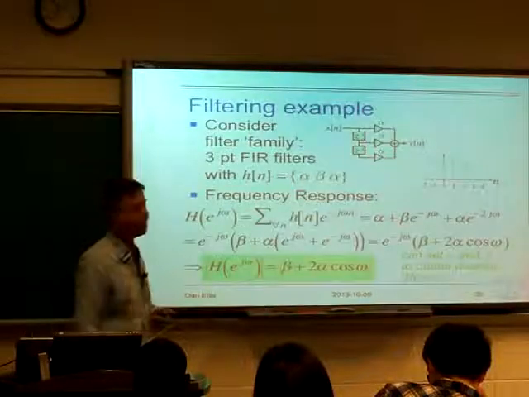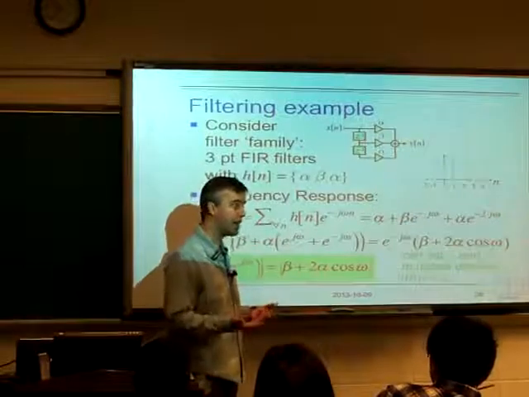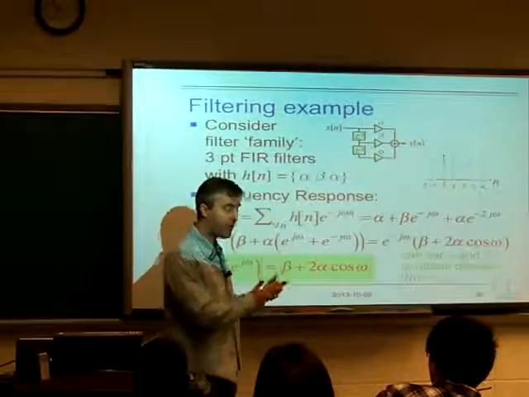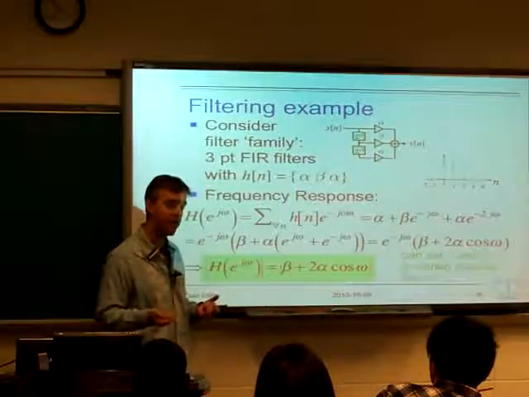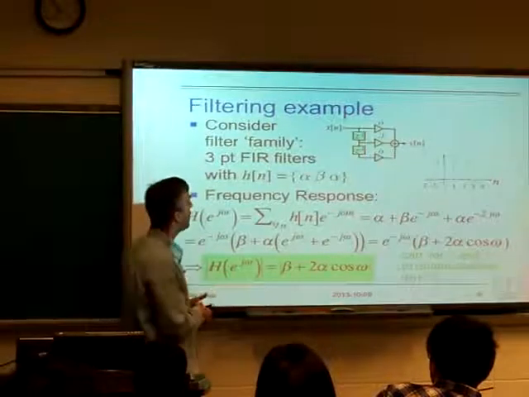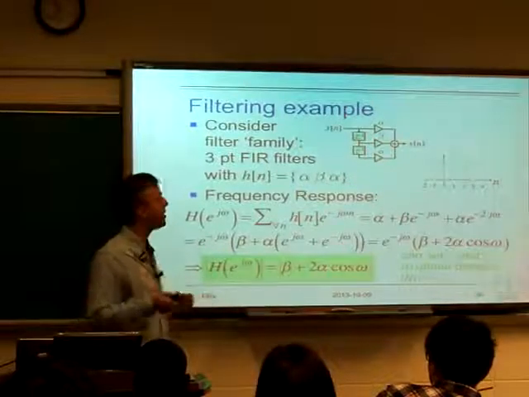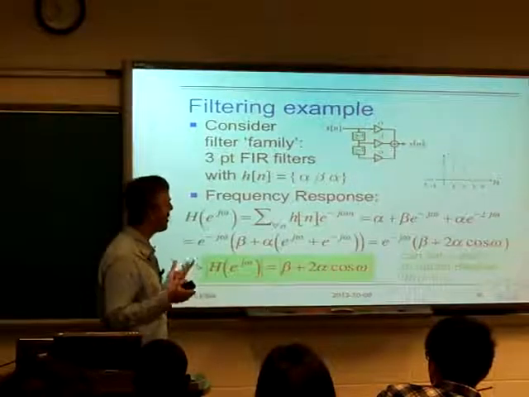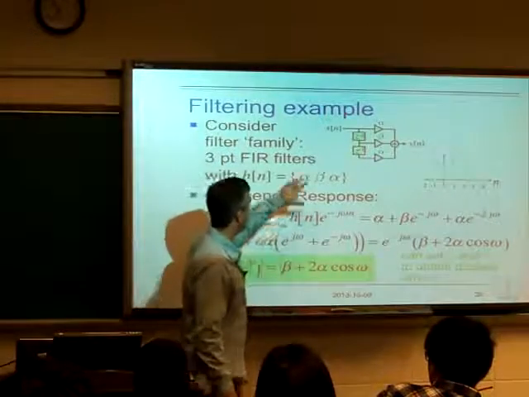Well, now we know something about what H of e to the j omega is going to be, from our analysis of the transfer function. So we should be able to design a system that has the H that meets those criteria. And of course, there are many different systems, so we have to start with a system family first.